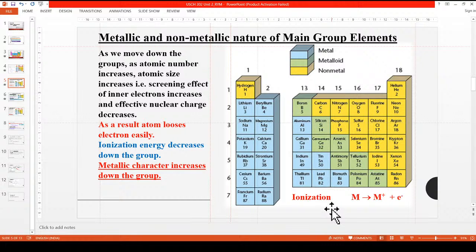Remember the electronic configuration and the names of elements. Metallic character: as we move down the group, since ionization energy decreases, metallic character increases. Thallium is a good metal, boron is non-metal, aluminum, gallium, indium, thallium all are metals.